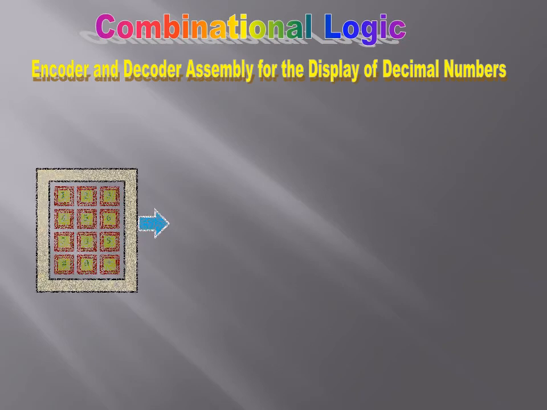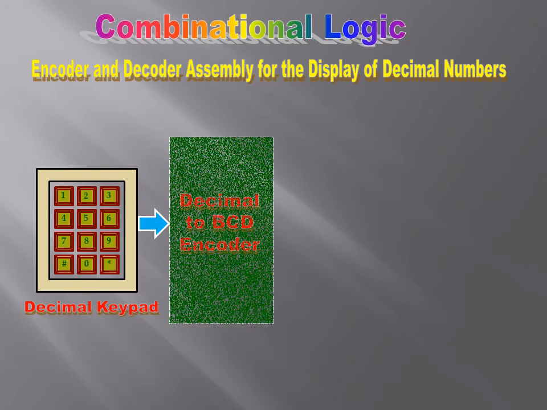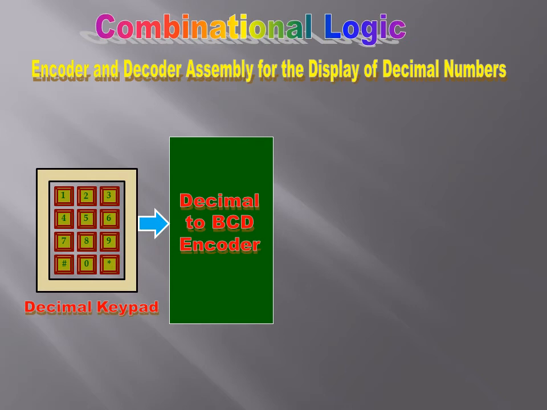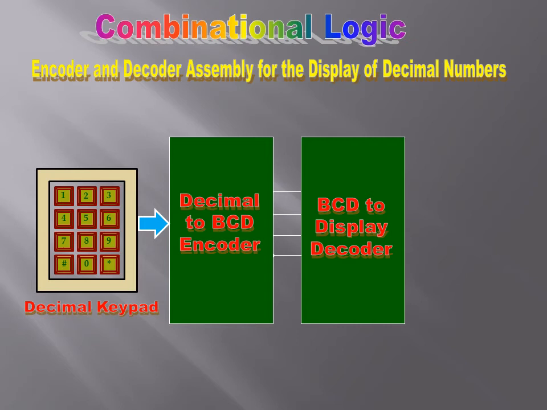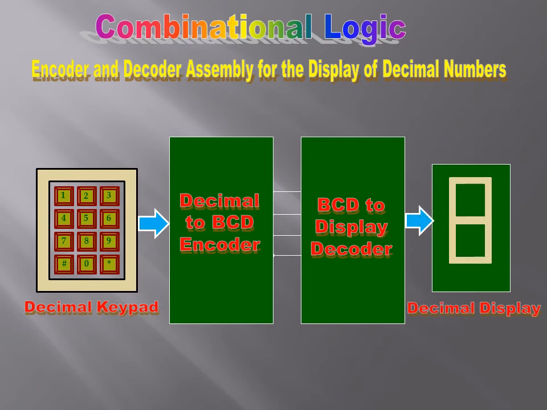So let's have the assembly. We have a keypad having 0 to 9 keys, and this is a decimal number keypad, and this will be connected to an encoder circuit, the first circuit, and it will generate the 4 outputs. And those 4 outputs, if we give to a decimal decoder or display decoder, then it will give the decimal number representation back. So this is understanding the difference between the encoder and decoder.